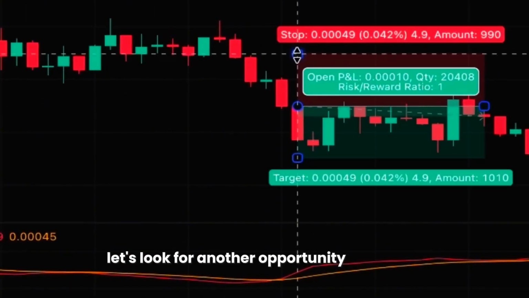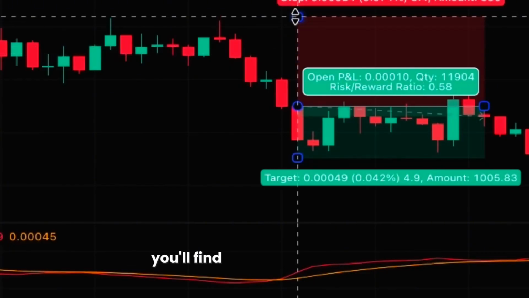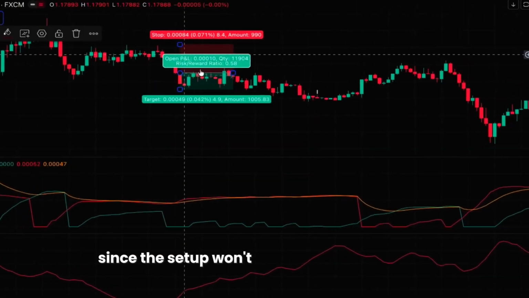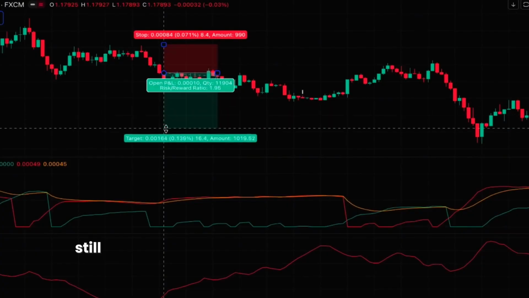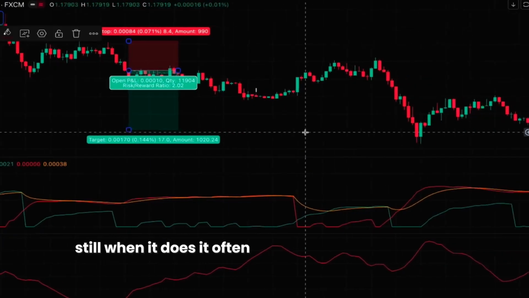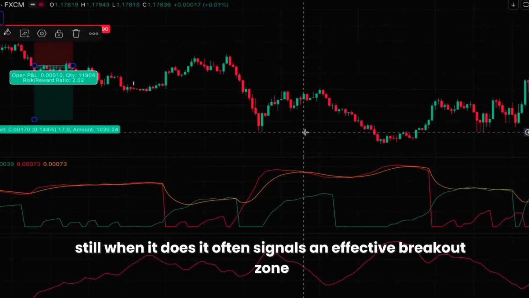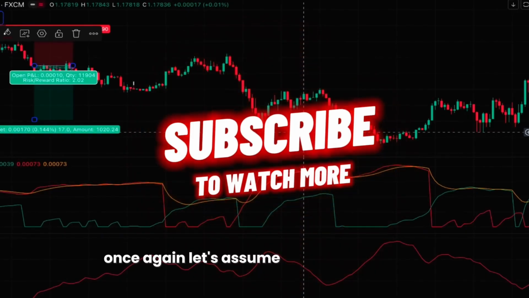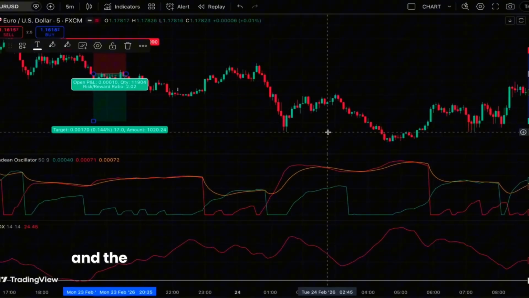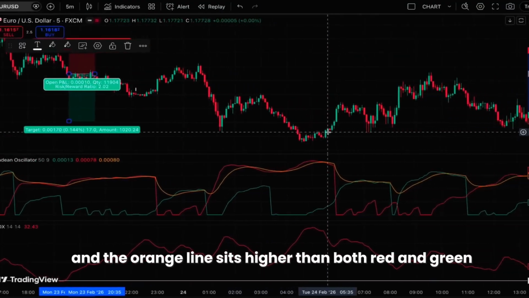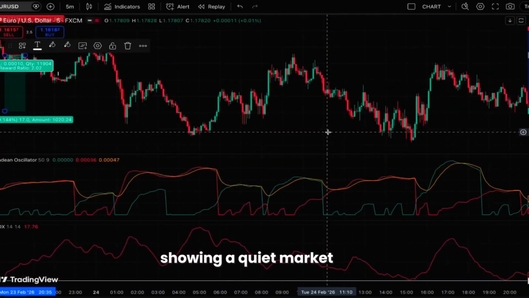Let's look for another opportunity on the chart. You'll find that patience is crucial since the setup won't appear every few minutes. Still, when it does, it often signals an effective breakout zone. Once again, let's assume the ADX dips under 10 and the orange line sits higher than both red and green, showing a quiet market period.